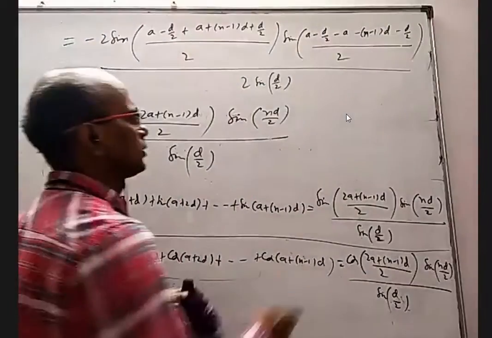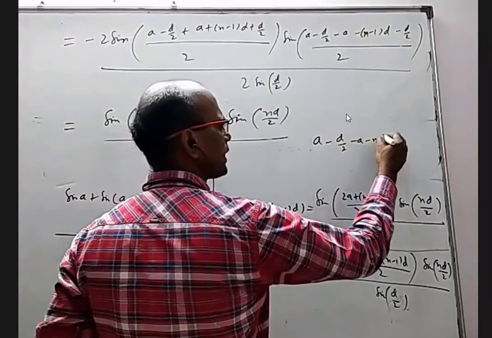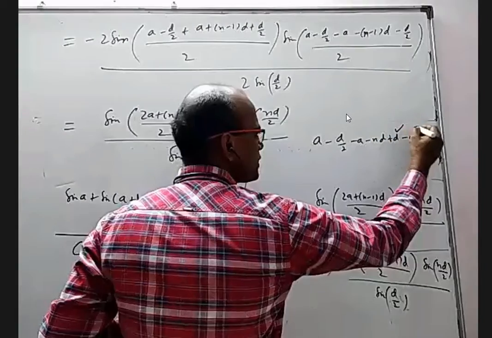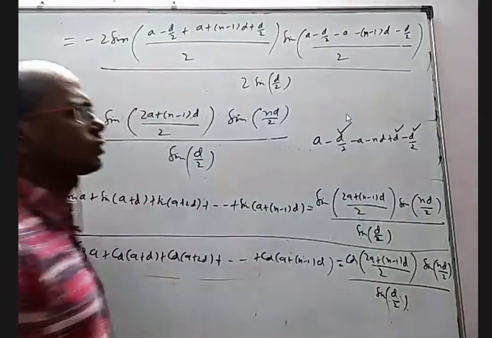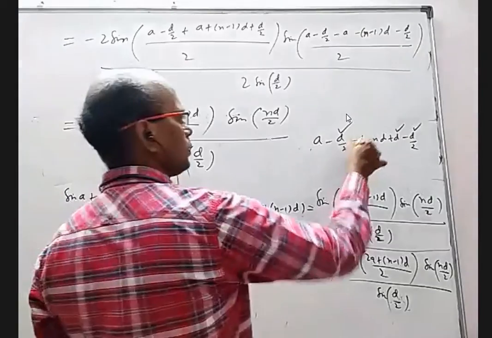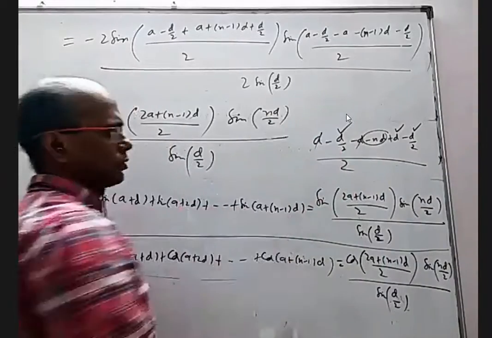If you write it, it is a minus d by 2 minus a minus nd plus d minus d by 2. This d, this minus d by 2, this minus d by 2 got cancelled. Okay? So that minus and d and minus 2 will cancel and become plus, sir. Yeah, and whole by 2 was there. That's what. Okay.